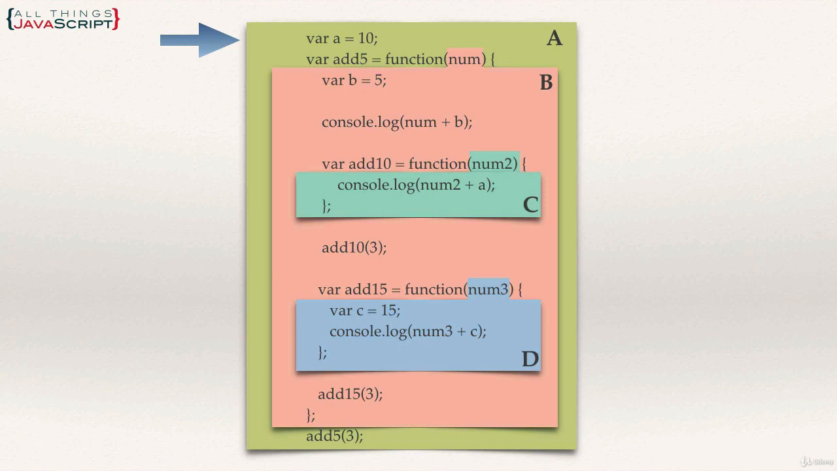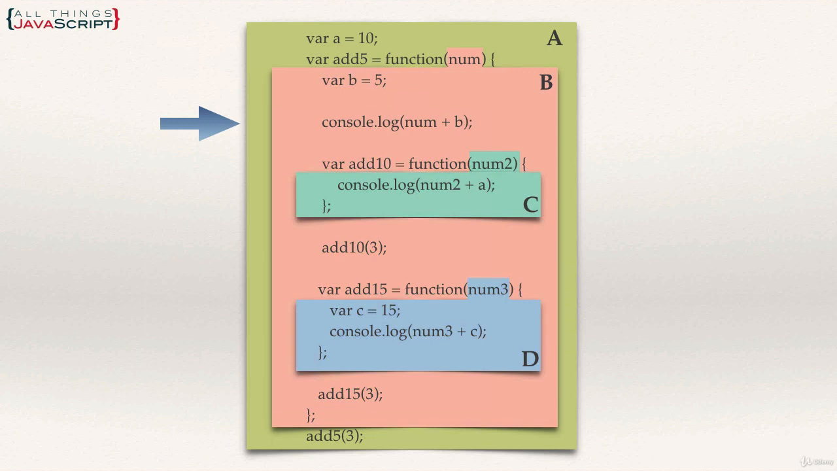First off, the arrow is pointing to our first executable statement, which is simply defining a variable A and assigning the number 10 to it. The next executable statement is the calling of the add 5 function, and we pass in a number 3. So we go to the add 5 function. That is where the num variable is declared. So num now equals 3 because of the value which we passed in. We then declare a variable B and assign 5 to it.